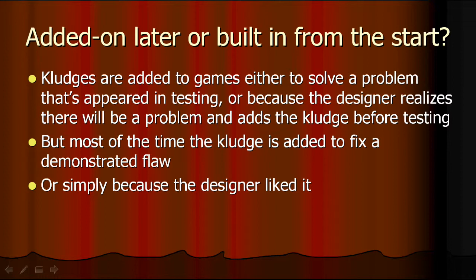Where do kludges come from? Well, they're added to games, often to solve a problem that's appeared in testing. Or perhaps the designer realized there would be a problem and added it before the testing. Most of the time, though, it's added to fix a demonstrated flaw. But at other times, it's in the game because the designer liked it, and even though it doesn't fit with what he ended up with, he isn't willing to take it out. He isn't willing to shoot his baby.